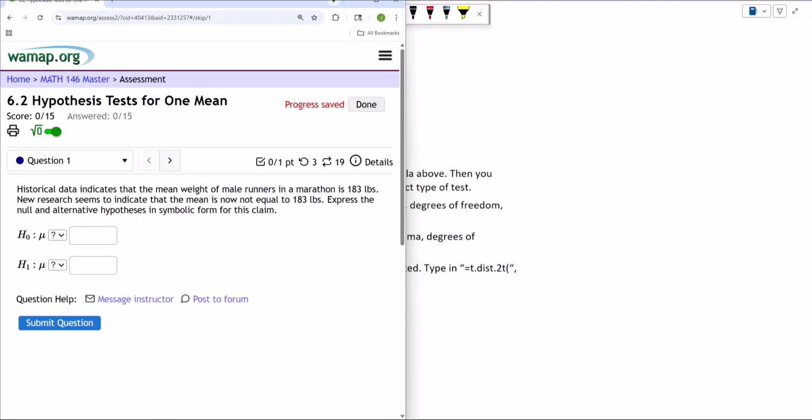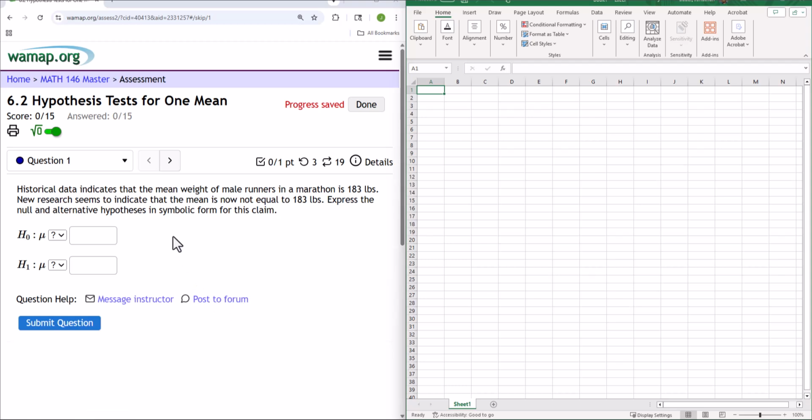So as it comes to questions here, our first one looks something like this. Historical data indicates that the mean weight of male runners in a marathon is 183 pounds. New research seems to indicate the mean is now not equal to 183 pounds. Express the null and alternate hypothesis in symbolic form.